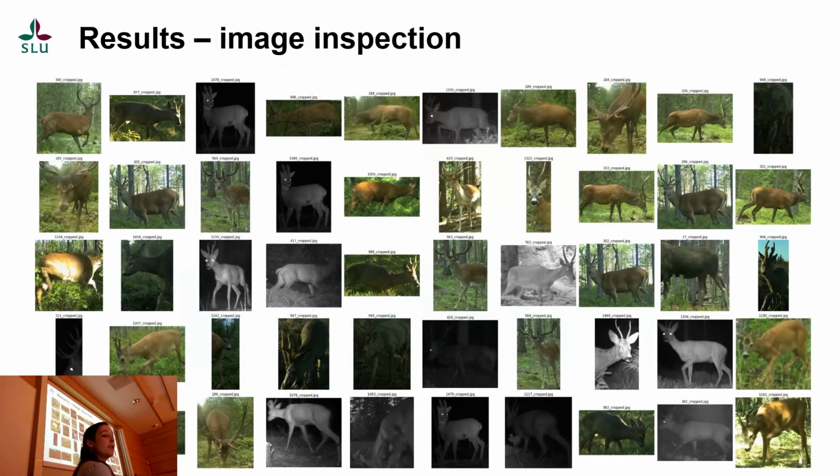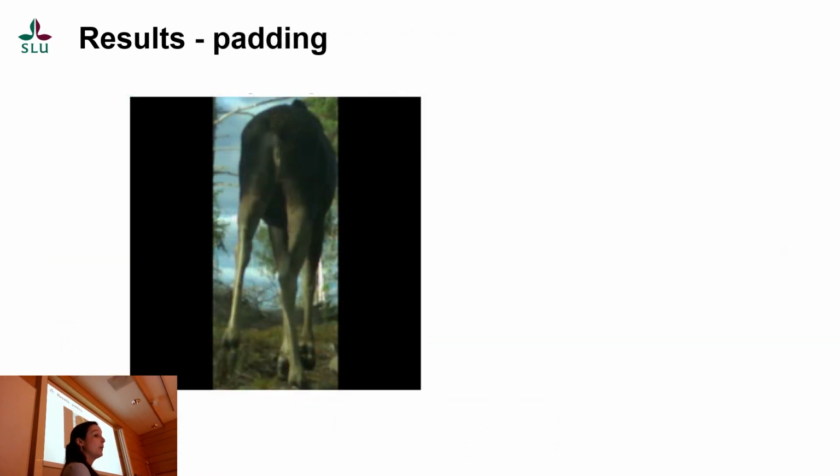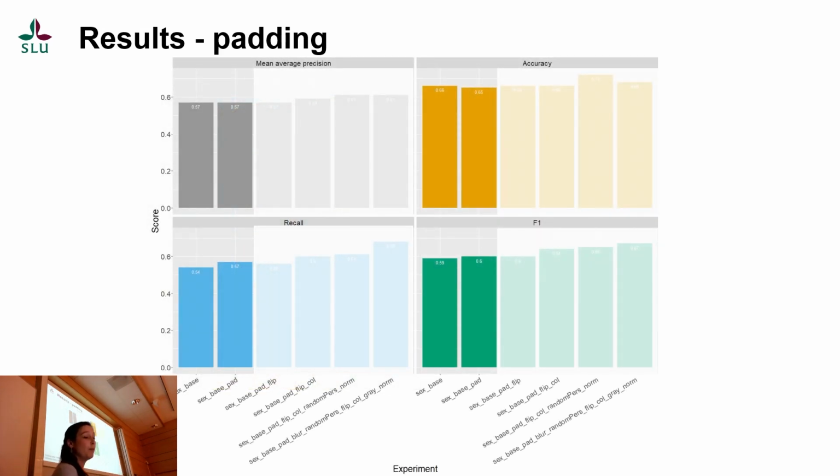But when we inspected the images, we saw that because we cropped them based on bounding boxes, we have really different aspect ratios, as you can see here. So we included some padding, so that around cropped images that don't have the size that ResNet needs, we have some black space. This does not really improve our model a lot. You can see here, it's the second bar.